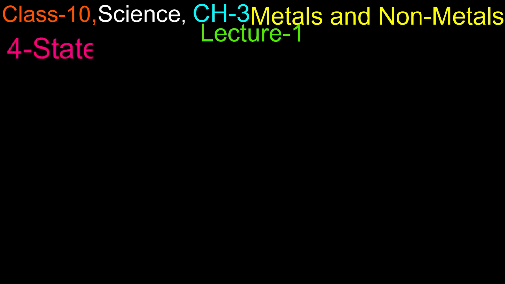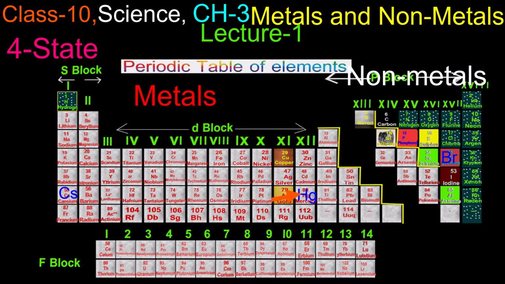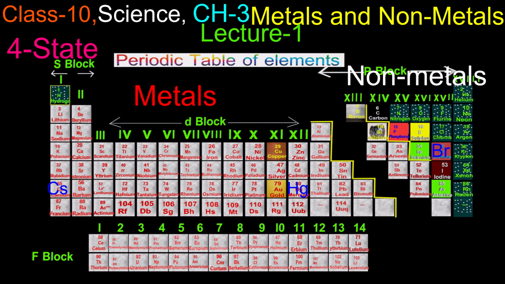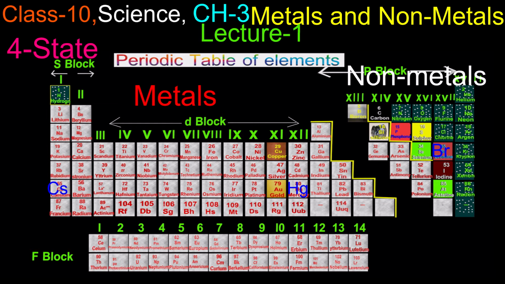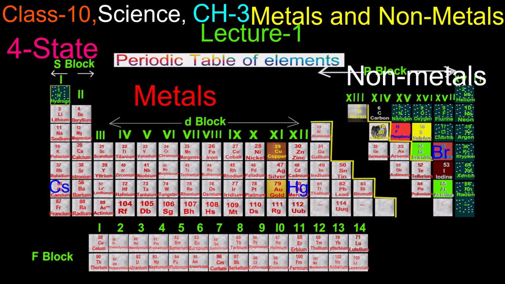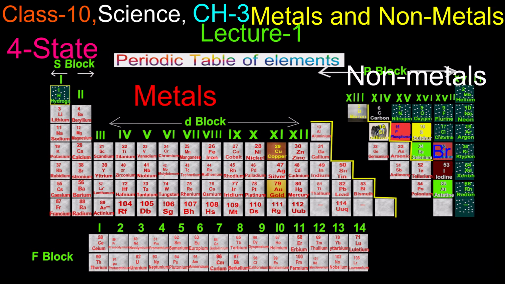Next physical property is state. All metals except Hg at room temperature are solids. Only Hg is liquid. In temperate regions, cesium may also be liquid because that melts around 28 degrees Celsius. Most non-metals are solids and gases. Only bromine is liquid at room temperature.